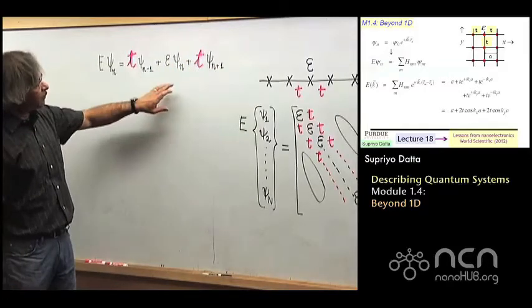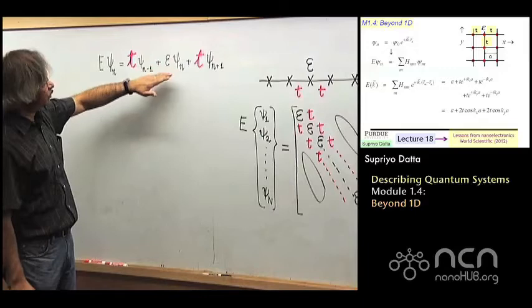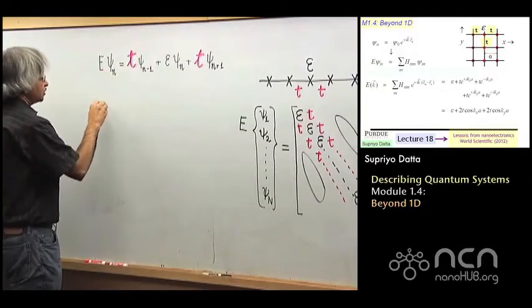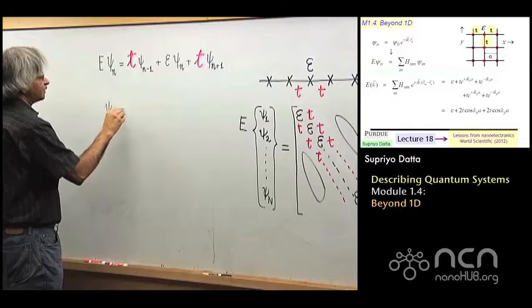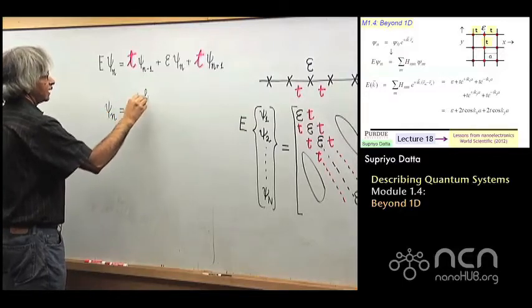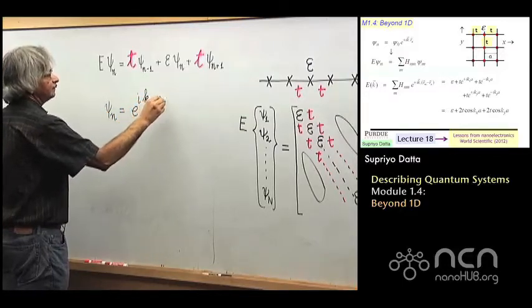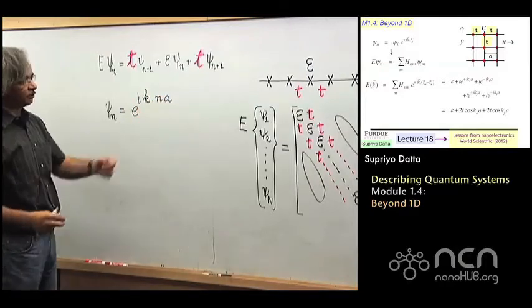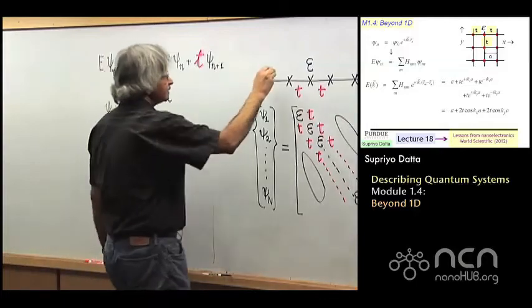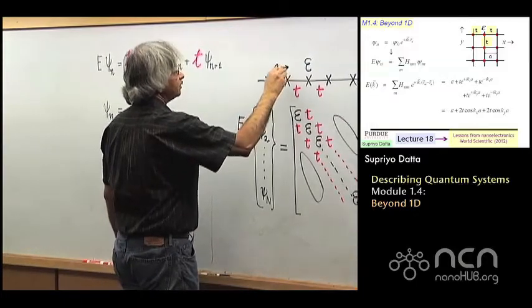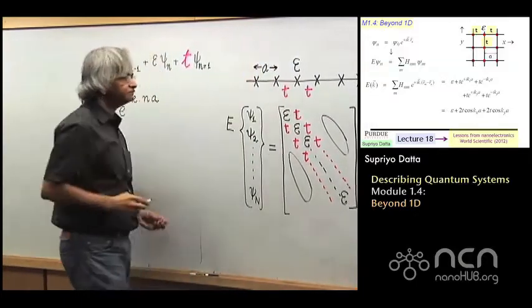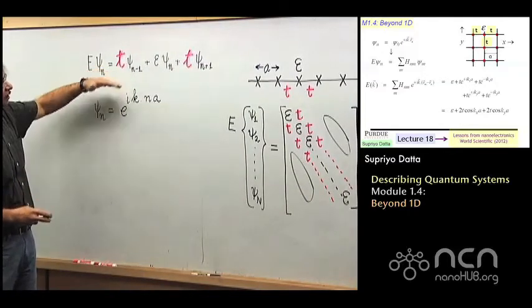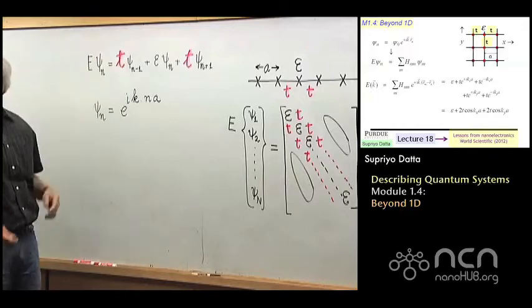Okay. Now, last module I worked out how in a situation like this you could write the solution in the form of an exponential, e to the power i k n a, n a being the location of the nth point. That is, a is this distance between 2 points, between two atoms. Now, substituting it in here, you get the dispersion relation.